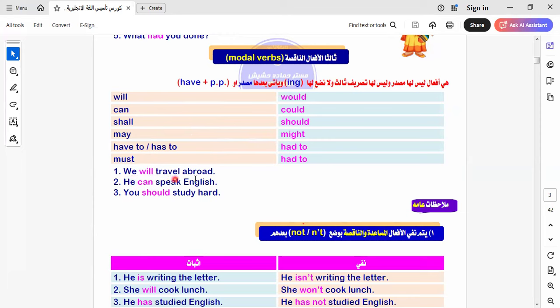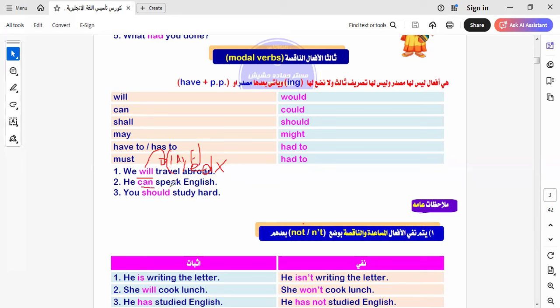We will travel abroad. So here I use the modal verb. As we know from the academic year, and our teachers explained to you, the modal must be followed by what? By the infinitive form. We can't say "will traveling." If we say that, it's wrong. Why wrong, Miss Iman? Because will must be followed by the infinitive form. Don't make this mistake, because it's a big mistake.